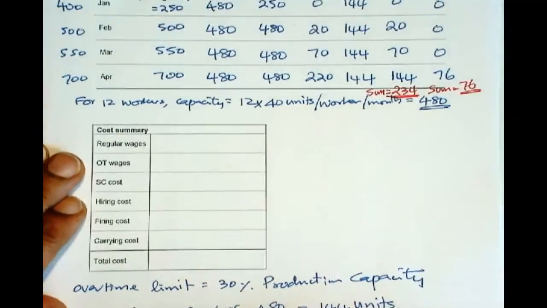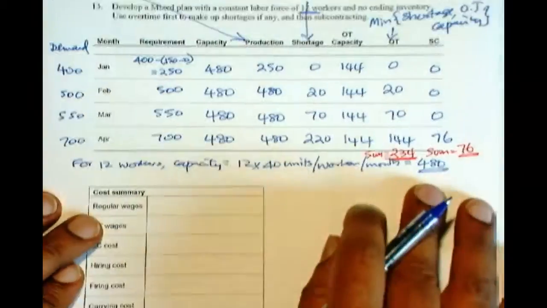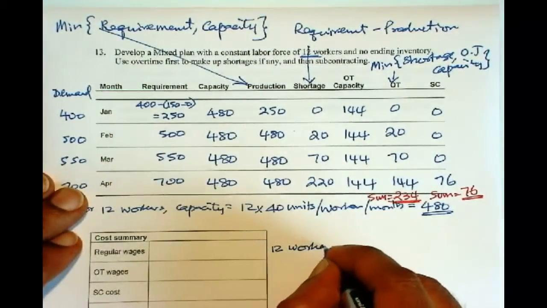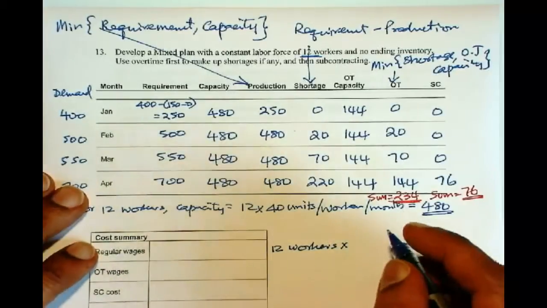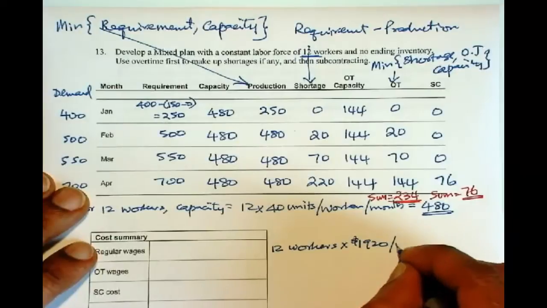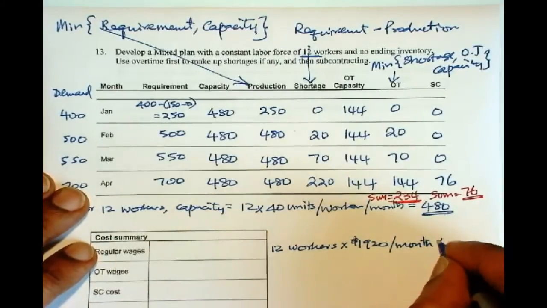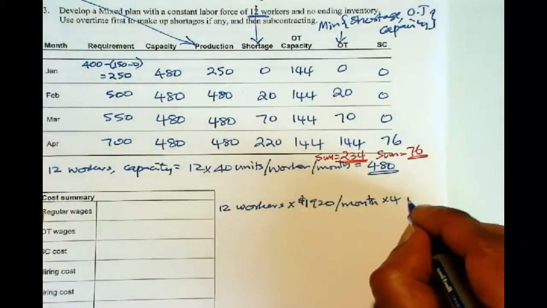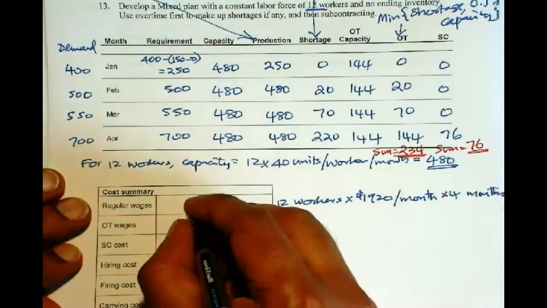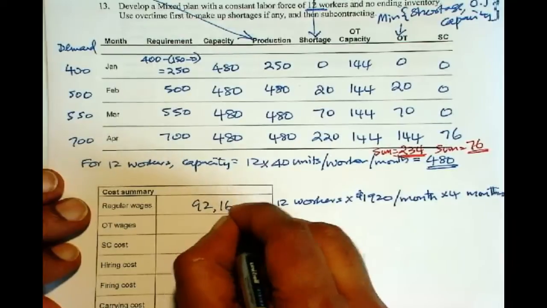So we start with the regular wages. So we know that we have 12 workers, and they are each paid $19.20 a month per month for 4 months, and that number is 92,160.